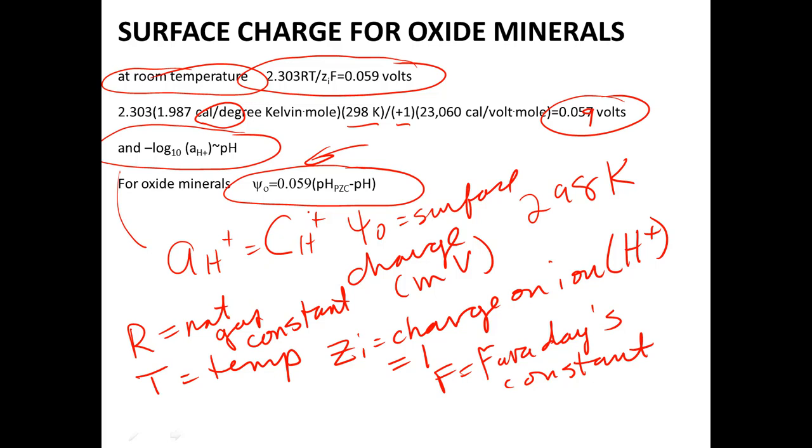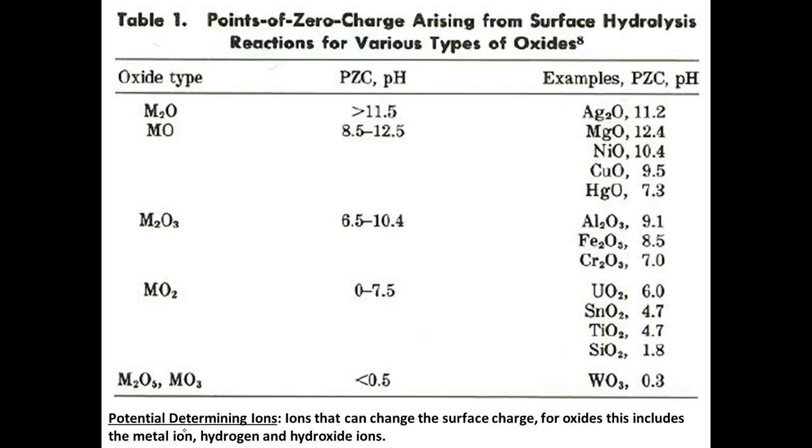The surface charge chi naught is equal to 0.059 from above times minus pH at the PZC minus the pH of the solution. So we can actually calculate the surface charge on oxide minerals. And in this table, we've listed oxide minerals as well as their surface charges.